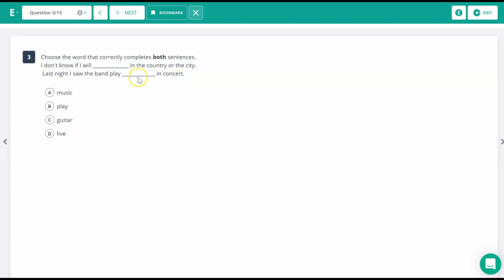Well, live changes in this context. It changes to the word live. Live. D is our answer.